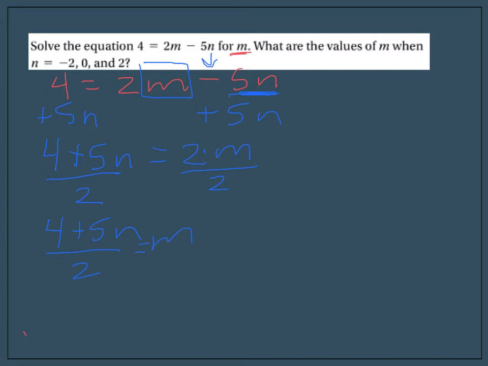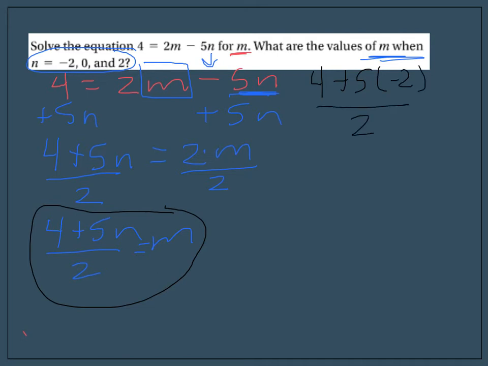So now when I look at my second part, it says what values of m when n is equal to these 3 numbers. So now I already have my equation set up, so all I have to do is plug in the one number. If I do it for the first one, I would do 4 plus 5 times negative 2 is my first problem, divide by 2. Remember, this whole thing is being divided by 2, so I want to take care of the top first. So 4 plus 5 times negative 2 simplifies to 4 minus 10 divided by 2. 4 minus 10 is negative 6. Divide that by 2 is negative 3. So that would be the answer to my first one.